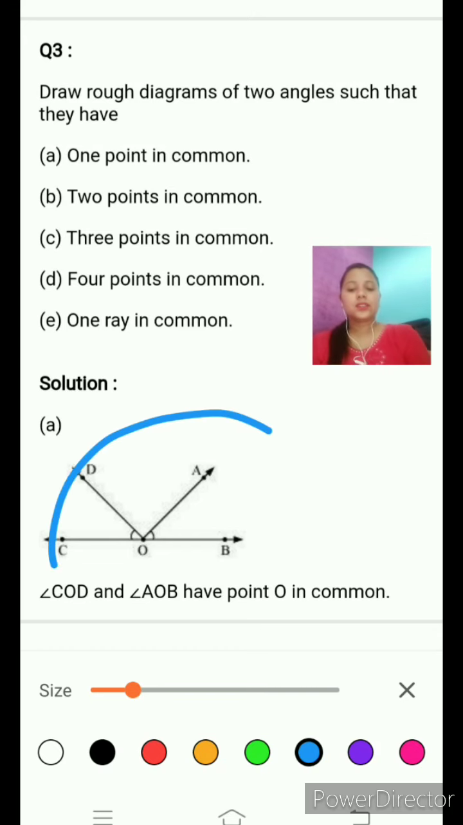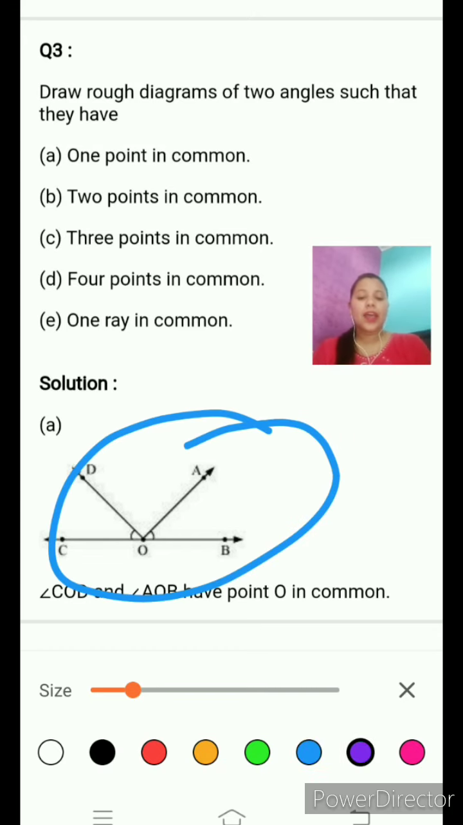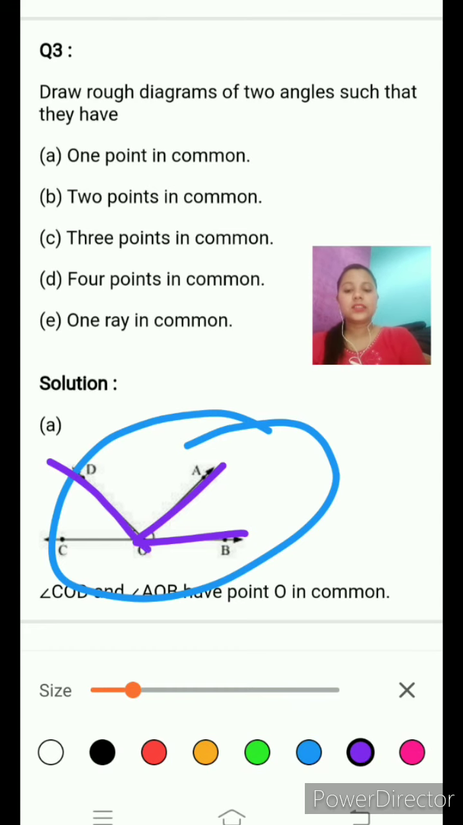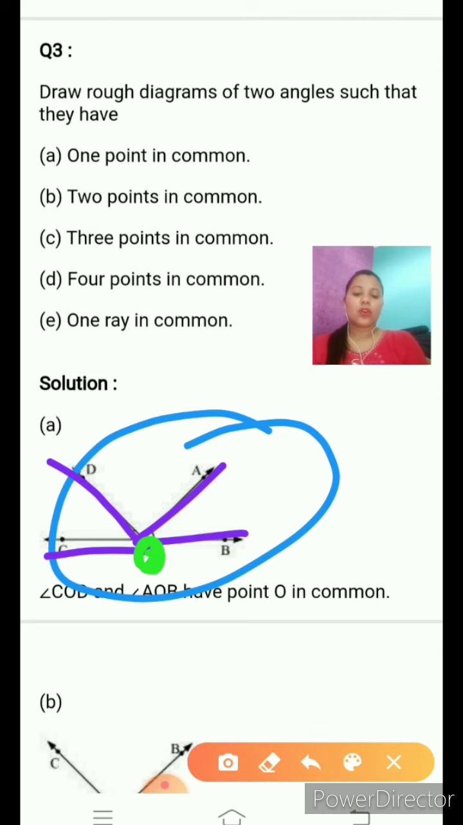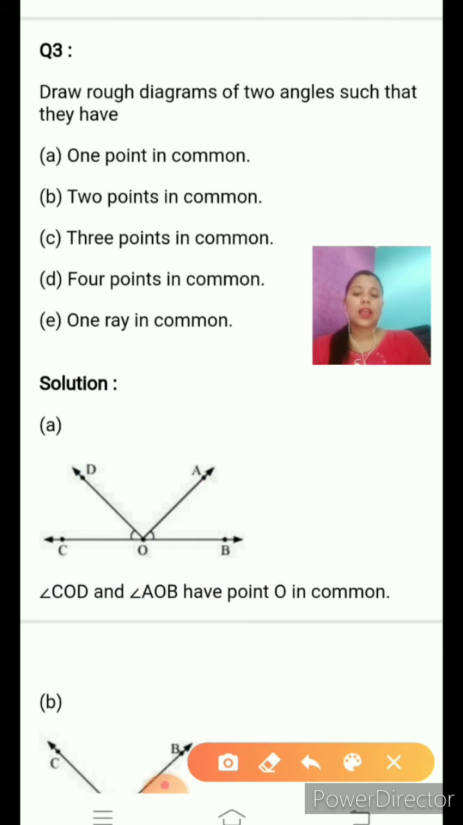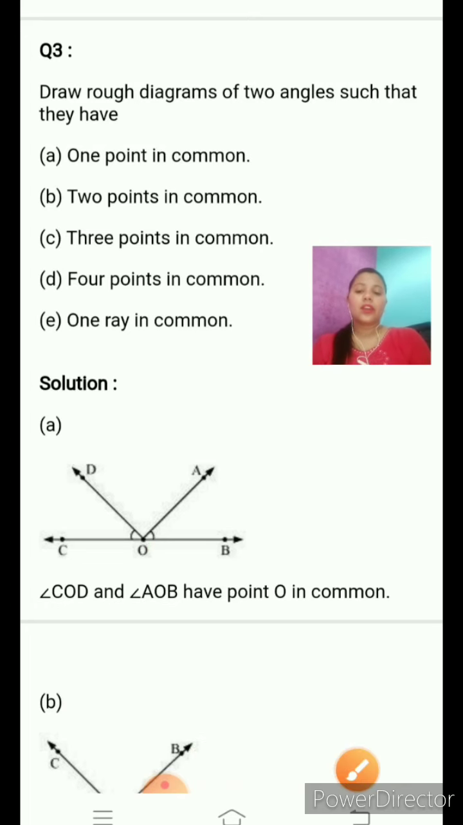So the answer is here. Here we have 2 angles, angle AOB, or you can say angle BOA also, and angle DOC, and these 2 angles are sharing 1 common point, and that is point O. Okay, so angle AOB and angle DOC are sharing one common point, and that is O. Now next is 2 points in common.